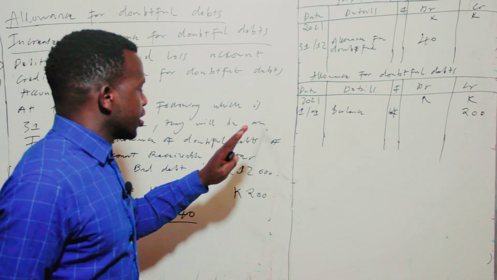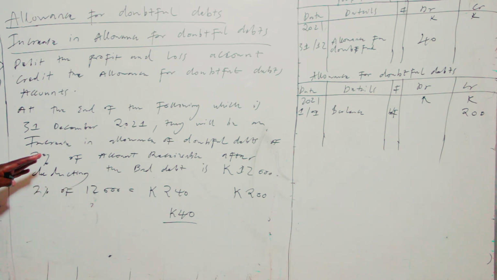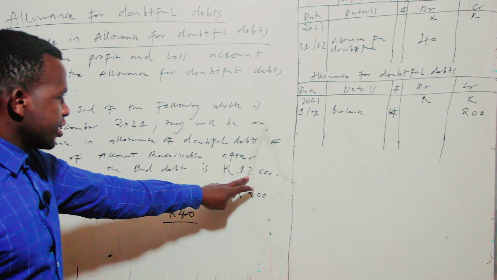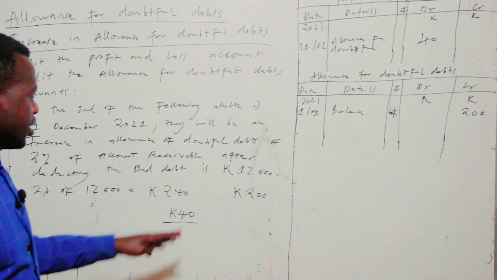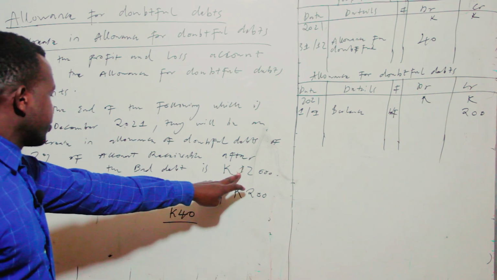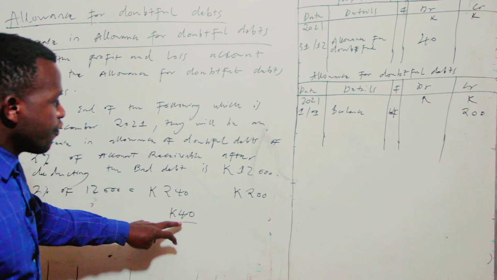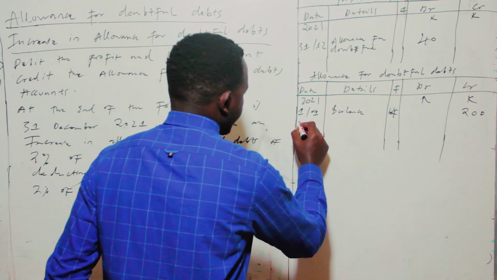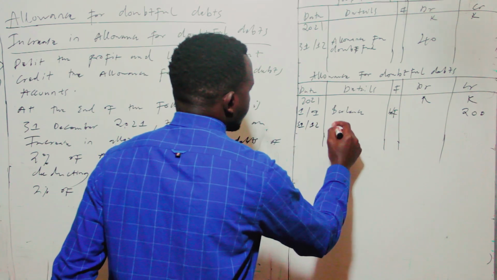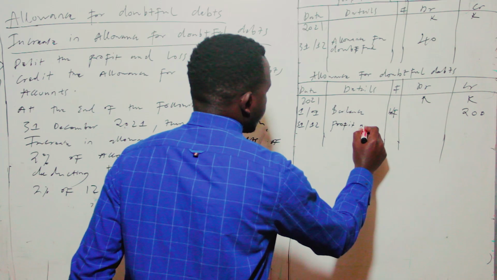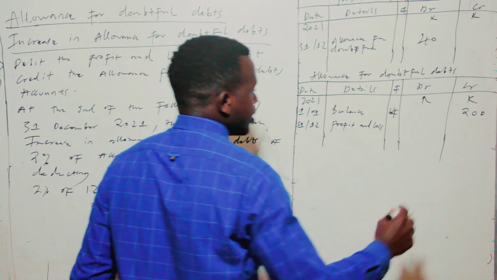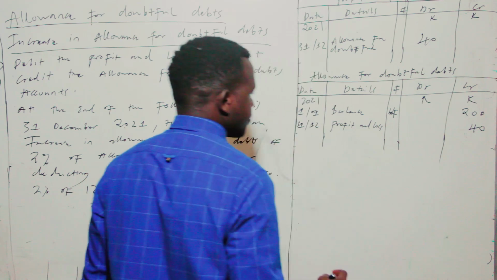And in the year 2021, we have been told that the allowance for doubtful debts is to be maintained at 2%, but the debtors figure increased to 12,000. And if we take 2% of that amount, we are having 240. So there we are supposed to show an increase of 40 kwacha. So we are going to say 31st of December, profit and loss, and it increased by 40 kwacha.